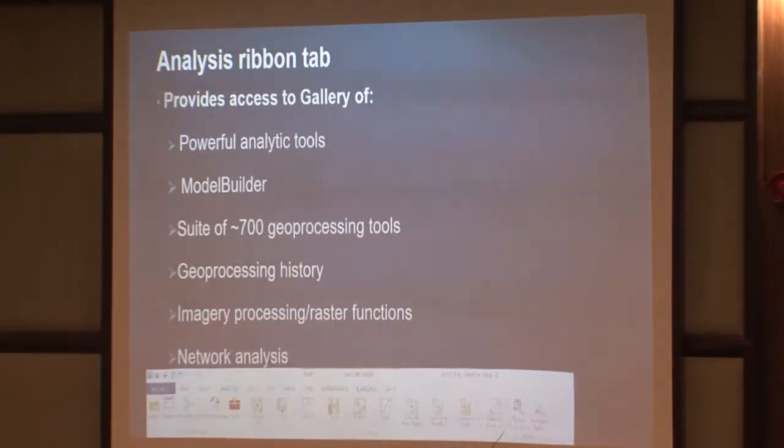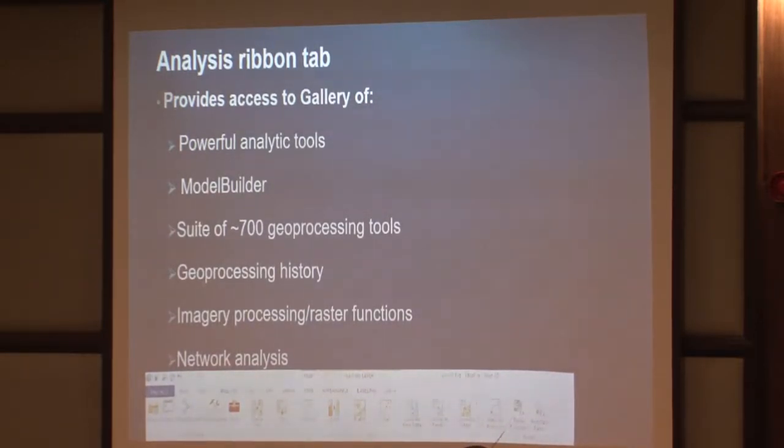With the Analysis ribbon tab, ArcGIS Pro comes with a ribbon that is very simplified. If you're used to working with Microsoft Office, it has a lot of similarity, where most of the tools are just displayed at the top. So you don't waste a lot of time trying to find where these tools are. The Analysis ribbon comes with very powerful analytic tools. As we speak, we have approximately 700 tools that you can access to do your analysis.